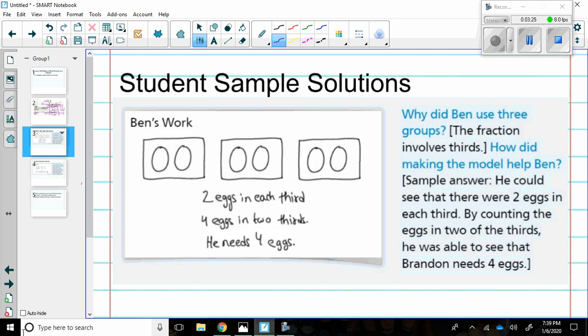Now we're going to switch into student sample solutions. This is Ben's work. Ben is showing you the model. This shows the 6 eggs that he has. And this is showing 2/3 of those 6 eggs. So 2/3 of those 6 eggs is 4 eggs. So that's one of the ways that I showed you.